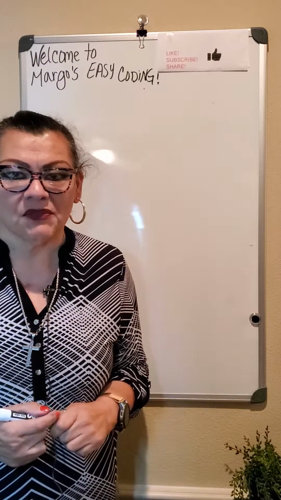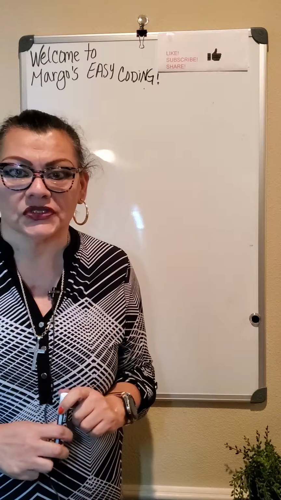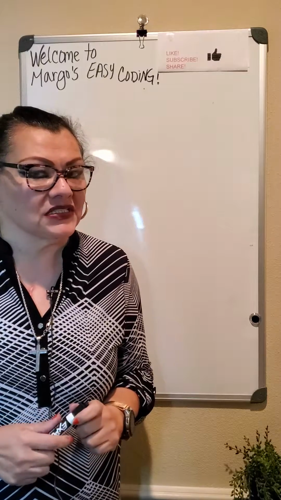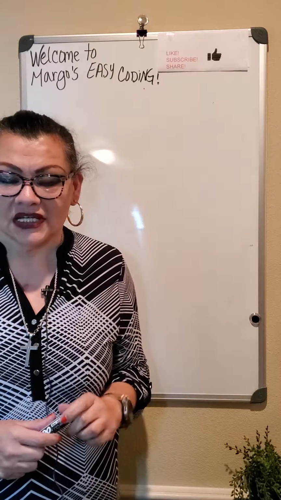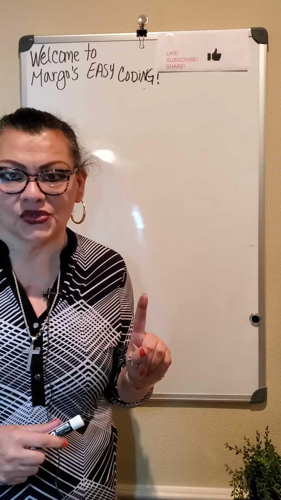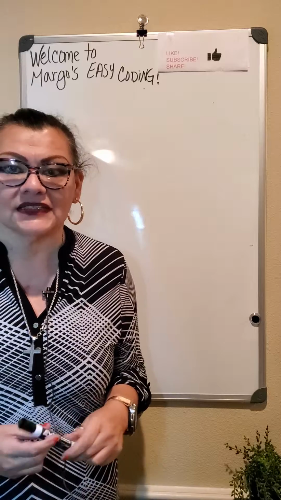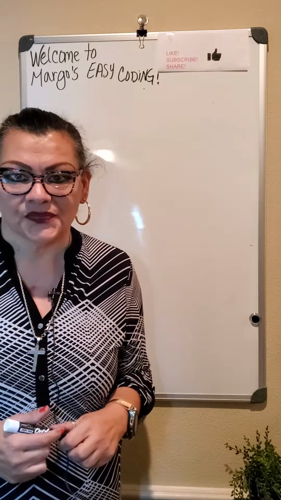And as you may remember, the 4th digit in each one of our codes tells us if the patient is new or established. The 4th digit, if it's a 0, means the patient is new. The 4th digit, if it's a 1, tells us that the patient is established.